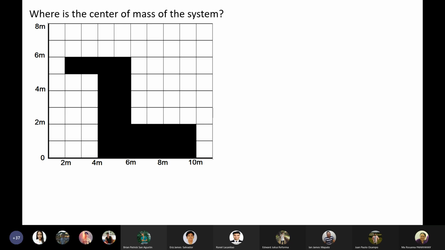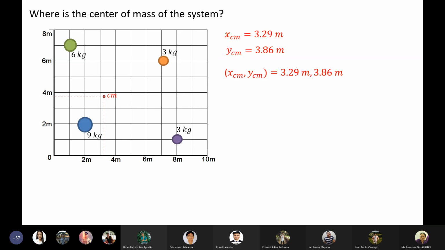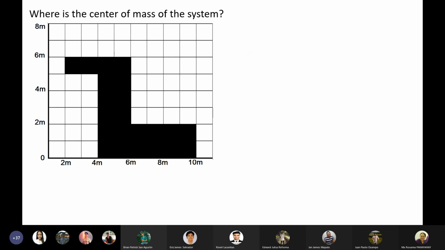Okay? Now, sa tingin nyo, where is the center of mass of this system? Okay, so we will find out the center of mass of this system. Now, since this is not a point, just like previously kasi parang point lang siya. Okay, circle which is a point. Pero here, ang mangyayari sa atin, we will get the area. Okay, ang pag-uusapan natin is area.